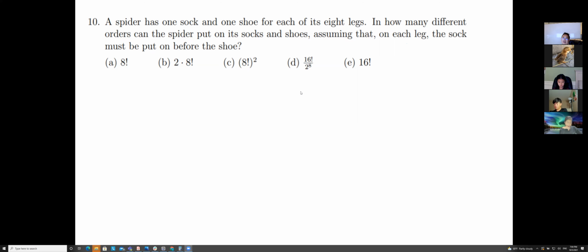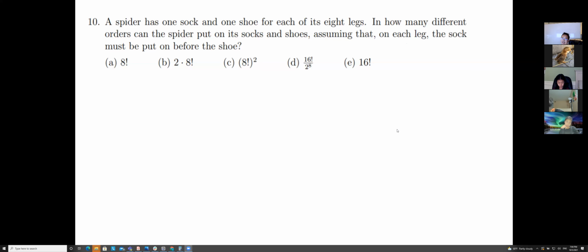Oh, wait, it's D because there's 16 factorial ways that you can put its shoes on, because that's 1 sock and 1 shoe, and over 2 each time. So it's 16 factorial over 2 to the 8th because it has 8. Why 2 to the 8? Because it has 2 choices. Why not 2, but 2 to the 8th?